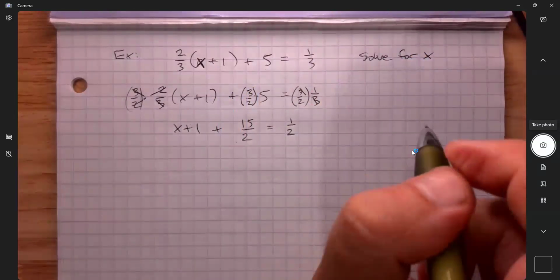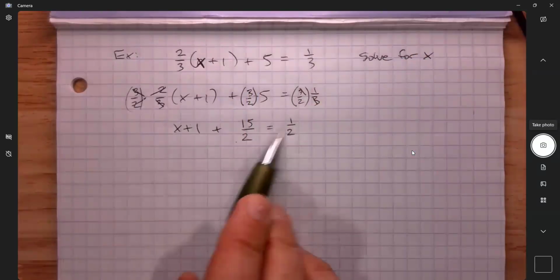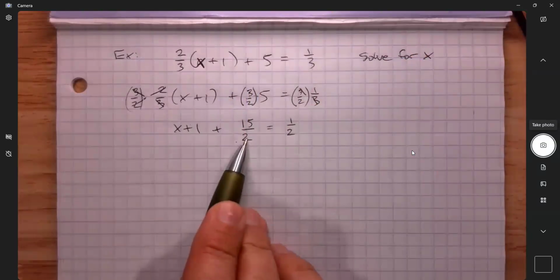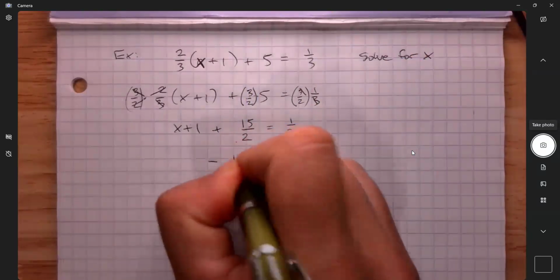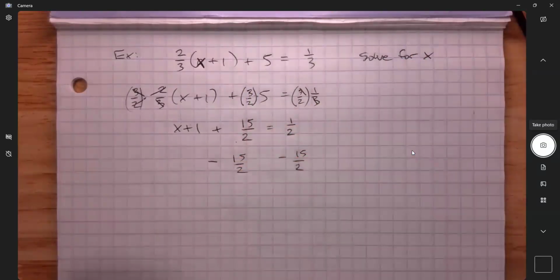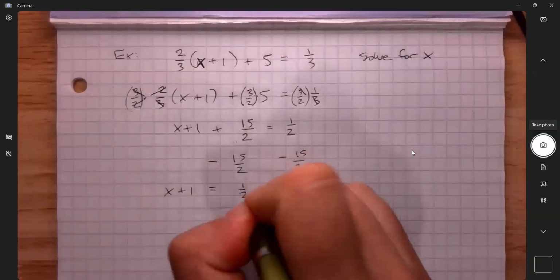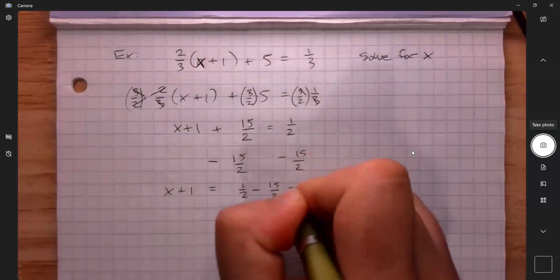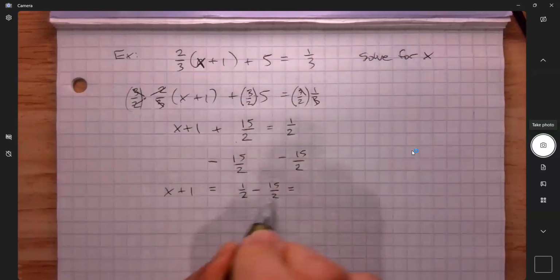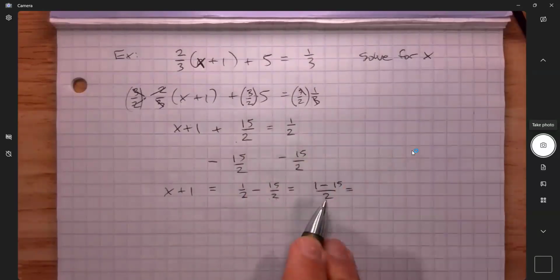Once again, I have a lot of different options. I could add the 1/2 and the 15/2 together, or I could clear and multiply everything by 2 to get rid of the fraction. This time, I think what I'm going to do is subtract the 15/2 from both sides. Not a better way, just the way I'm going to do it. And that'll leave me with an x plus 1 here, and a 1/2 minus 15/2 there. These have the same denominator, so I can write them all over the same denominator.